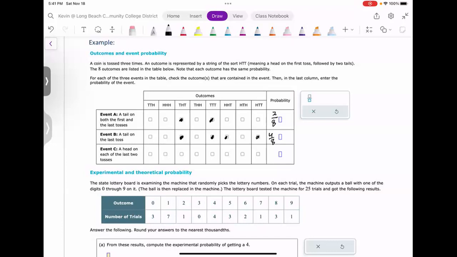Event C, a head on each of the last 2 tosses. That is going to be here, here. I think that's it. Yep. Again, that's 2 out of 8.